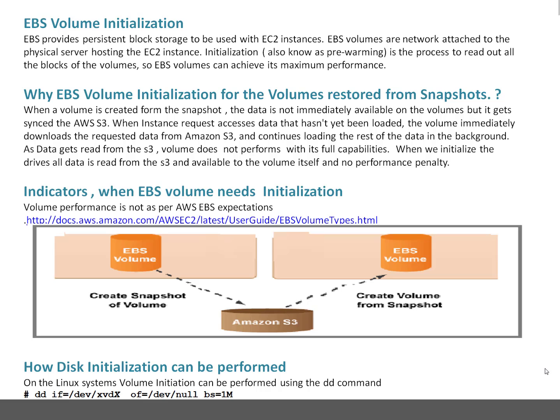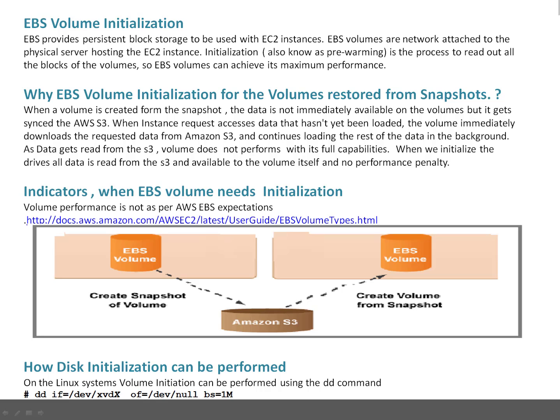We all know EBS provides persistent block storage to be used with EC2 instances. EBS volumes are basically network attached to the physical server hosting the EC2 instances. So they are not direct attached storage, or local to the instance, but basically they are allocated from the storage over network. Initialization, also known as pre-warming, is a process to read out all the blocks of the volumes so EBS volumes can achieve their maximum performance.